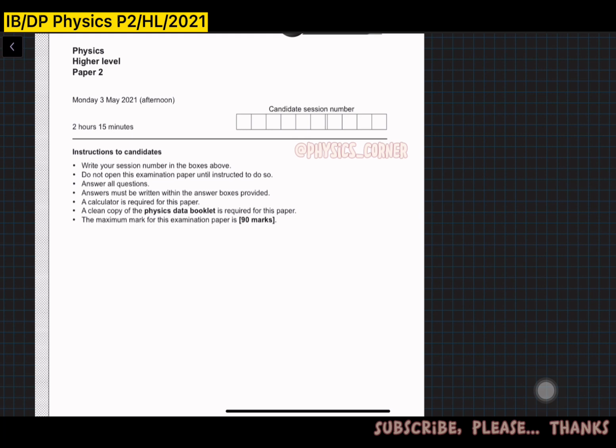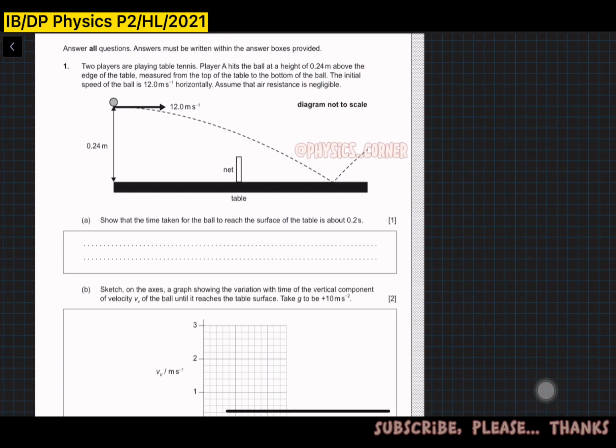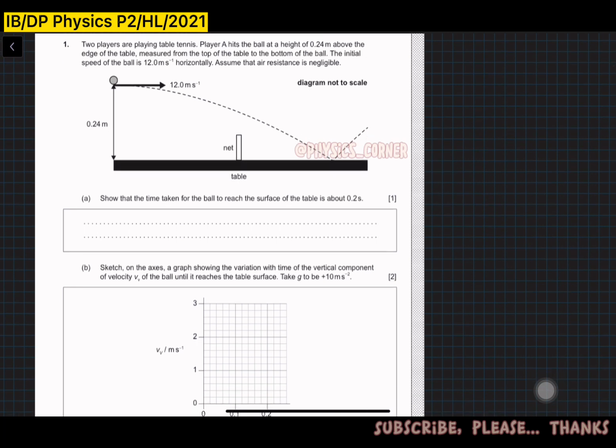Okay, let me check number 1. Question 1: two players are playing table tennis. Player A hits the ball at height 0.24 meter above the edge of the table, measured from the top of the table to the bottom of the ball. The initial speed of the ball is 12.0 meter second minus 1 horizontally. Air resistance is negligible.